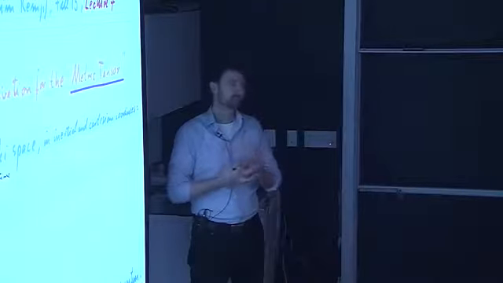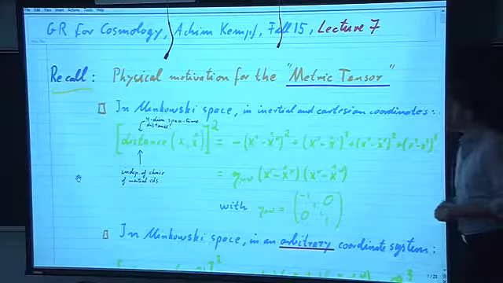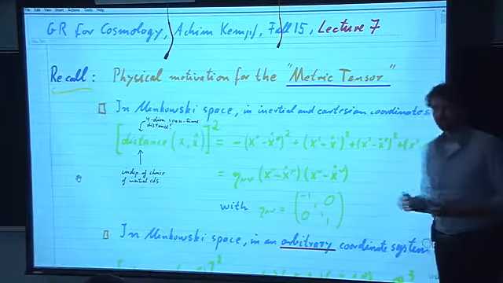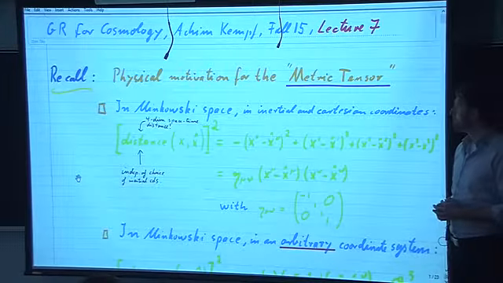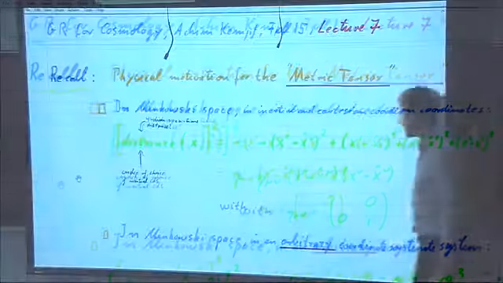At the end of the previous lecture, on Friday, we started with the metric tensor. We review the main points, and then we go beyond that. So what was the physical motivation for the metric tensor? The idea was that in Minkowski space, in inertial Cartesian coordinates, the invariant distance squared between two events with coordinates x and x hat is given by this expression here. And that can be captured nicely with this matrix eta mu nu.